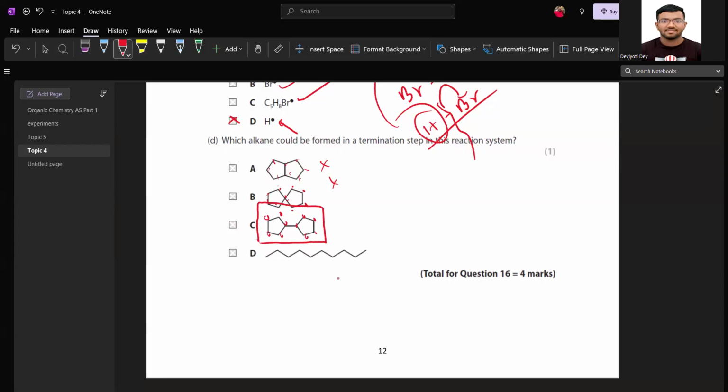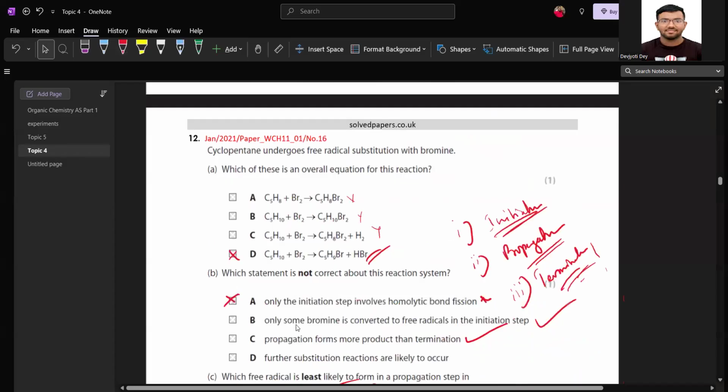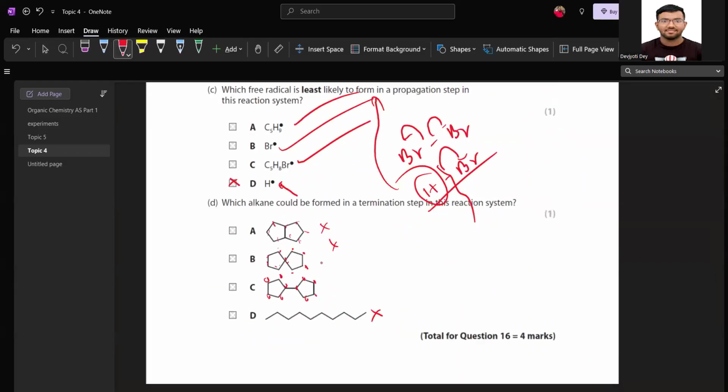All right, this is possible. And since it's a cycloalkane, so obviously D is out of the question. So 10, and yeah, this is possible. And then how many hydrogens are there? You can see 9. We can see 10. So it is possible. We have 1, 2, 3, 4, 5, 6, 7, 8, 9, 10. Yes, C is the correct answer. This is the most possible alkane which could be produced in the termination step. All right, did you understand?